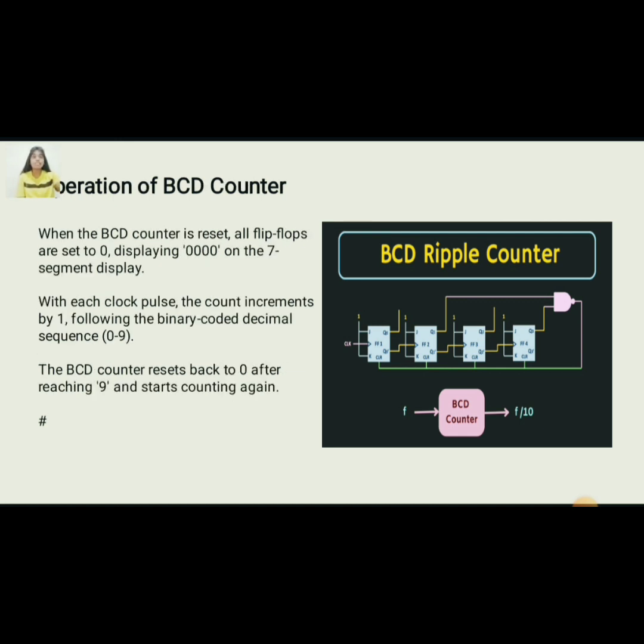Operation of BCD counter. When the BCD counter is reset, all flip-flops are set to 0, displaying 0000 on the 7 segment display. With each clock pulse, the count increments by 1 following the binary coded decimal sequence, 0 to 9. The BCD counter resets back to 0 after reaching 9 and starts counting again.